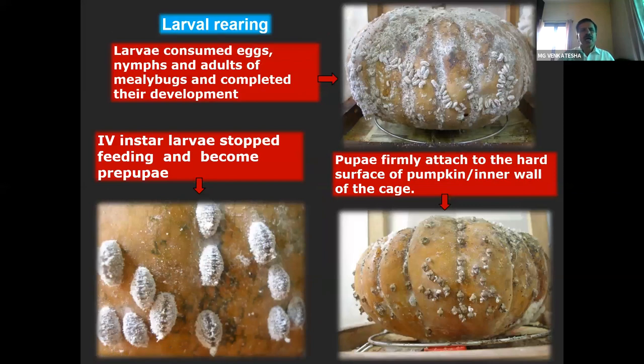So the larvae consume eggs, nymphs and adults of mealybugs, and completed their development here. You can see the fourth instar larvae stopped feeding and become pre-pupa here. And here you can see the pupa. So once from this, adults will emerge. Next slide, please.